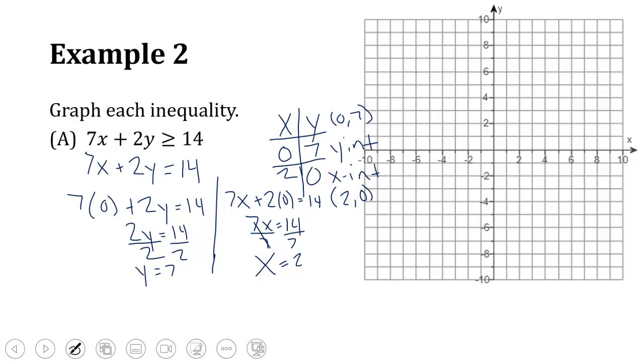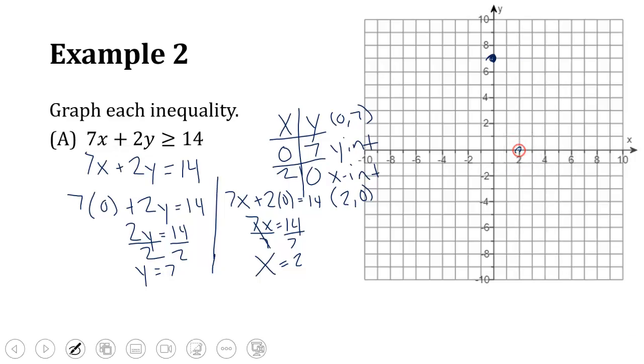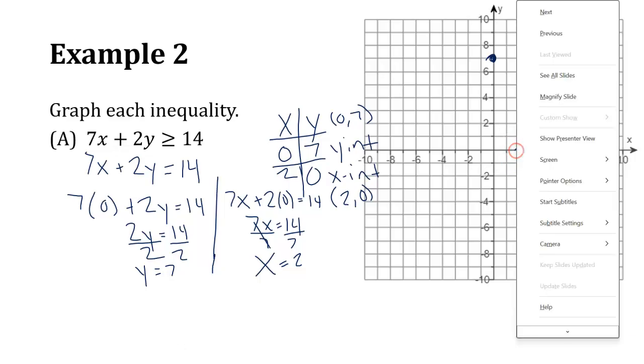I have 0, 7. So I'm going to go 0 on the x and up positive 7 on the y. And then I'm going to start over. I have 2, 0 for my x-intercept. So my x is over 2 positive and 0 y. So it's on the x.